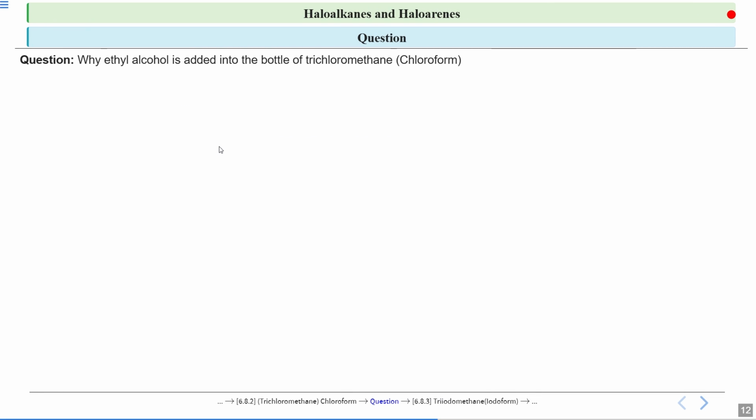Let's see the next question. Why is ethyl alcohol added into the bottle of trichloromethane or chloroform? We are discussing some safety rules that we should take while storing chloroform. The second question is asking, ethyl alcohol is added into the bottle of chloroform while it is stored, so why do you do that? You have to tell the reason. You are given some time. Try to solve this question, and then we will see the correct answer.